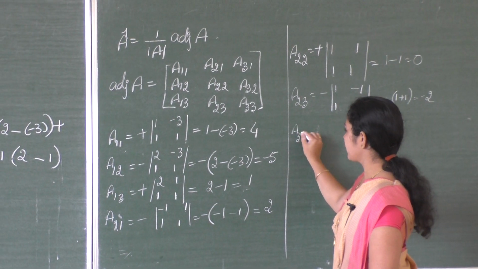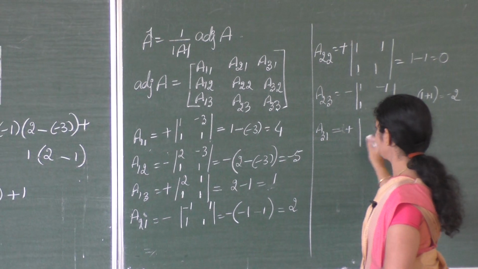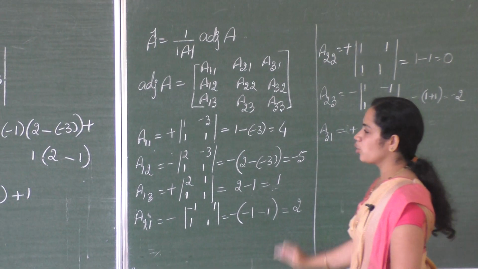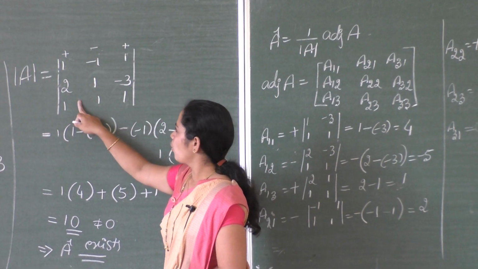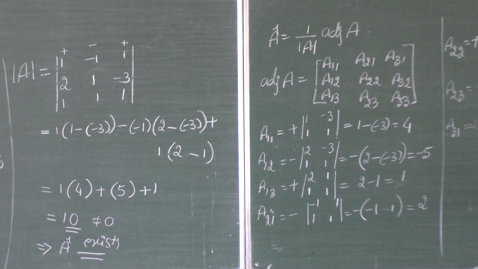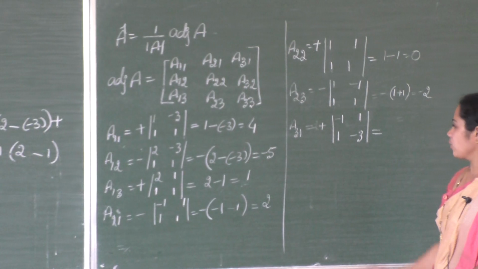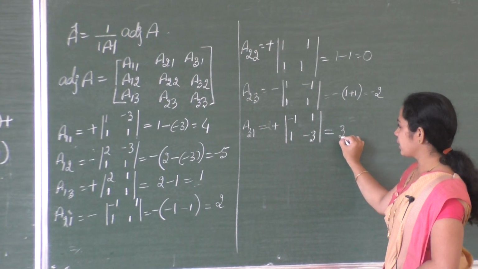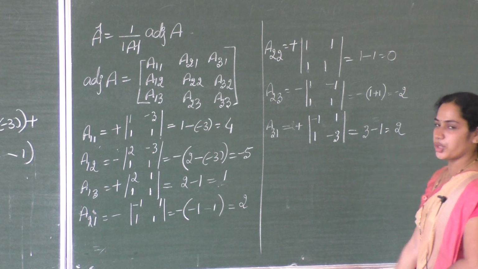Next one is A31. A31 is positive. Delete third row and first column, delete this, what is remaining? Minus 1, 1, 1, minus 3. This is equal to 3 minus 1, it is 2.